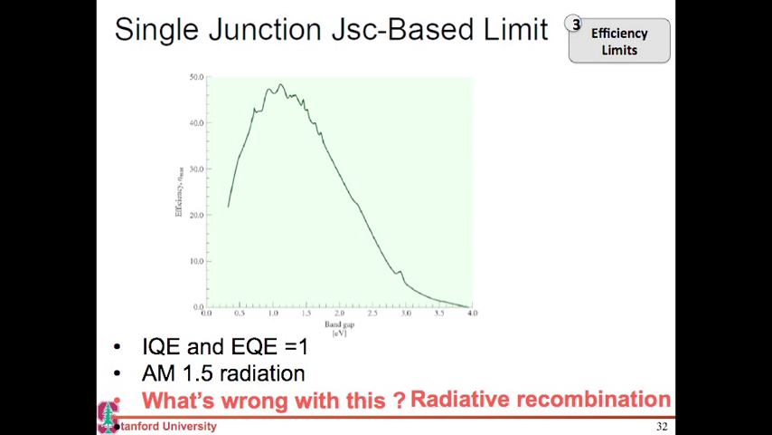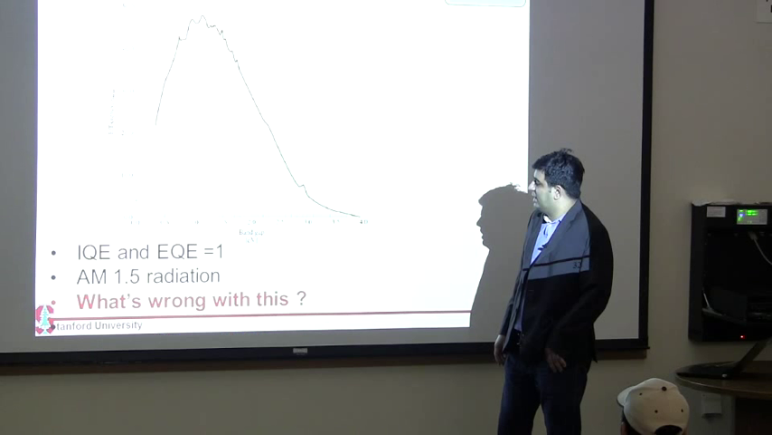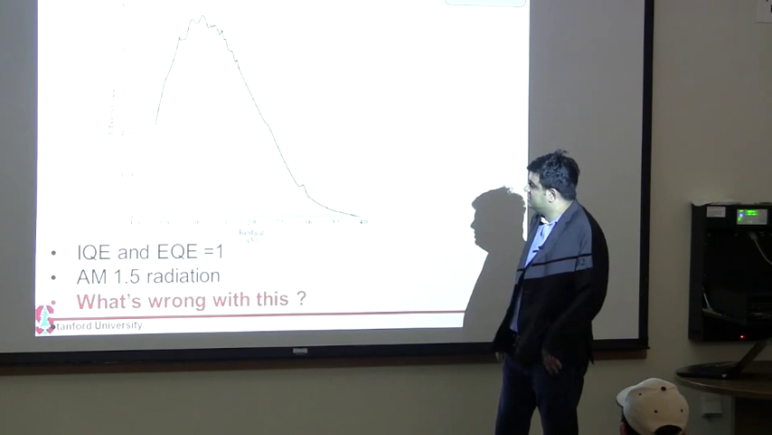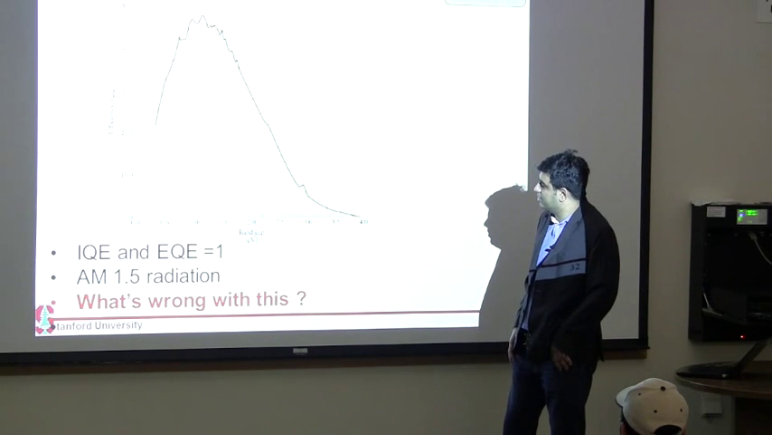So again, it's low, but it peaks at around 50%. I've assumed an internal quantum efficiency of one, that is, for each photon you're generating one electron hole pair, and that every time you generate that electron hole pair, you're able to extract it. This calculation is done using AM1.5 radiation, and you'll do this in your homework problem set 3 as well.